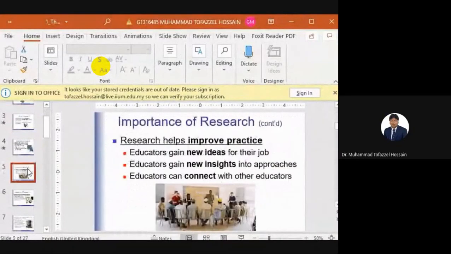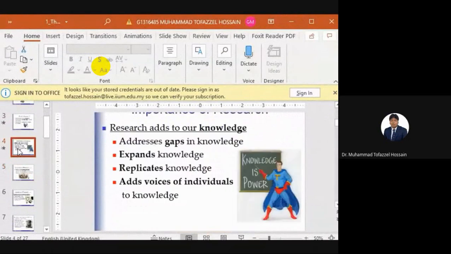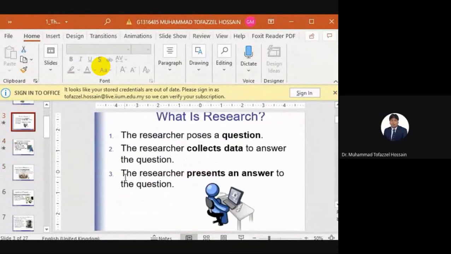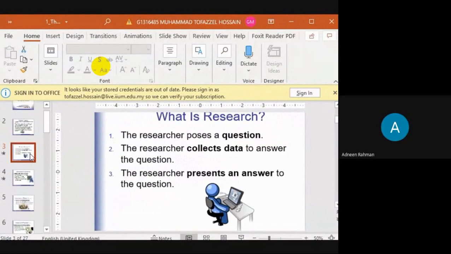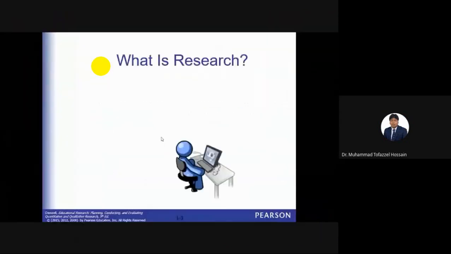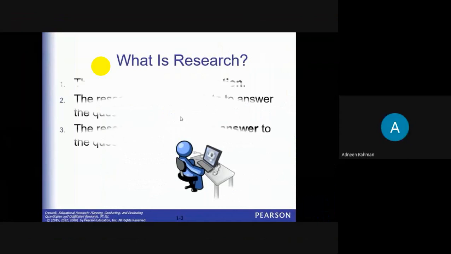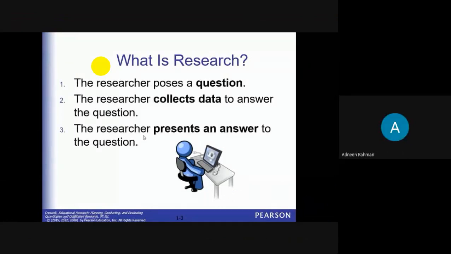Can you see the slide that I am sharing? Yes, sir. Did I discuss this? Yes, sir. No, you didn't discuss before. I didn't discuss. No, you did, but not showing the slides actually. Oh, really? Okay. Probably I discussed what is research, right? Yeah, you did. Okay.